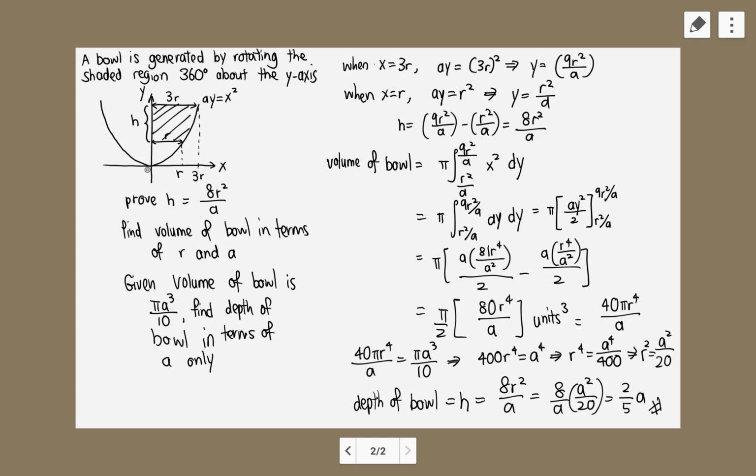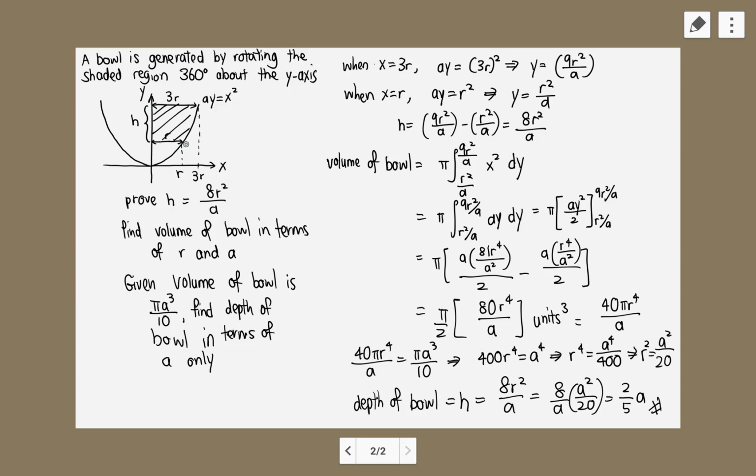So the method is, if we want to find this height, we need this point and this point. We'll take this point minus this point. I first begin by letting x equal 3r. Since this begins from the origin, when I substitute 3r, my ay equals 3r whole thing squared. So my y is just equal to 9r squared over a. That means this point here is 9r squared over a.